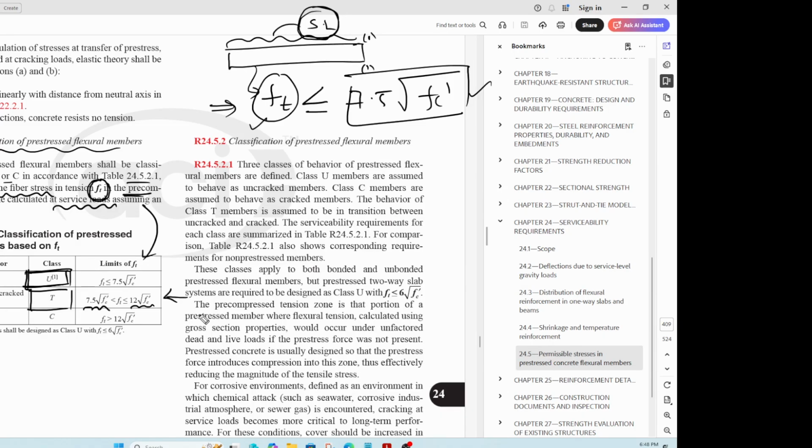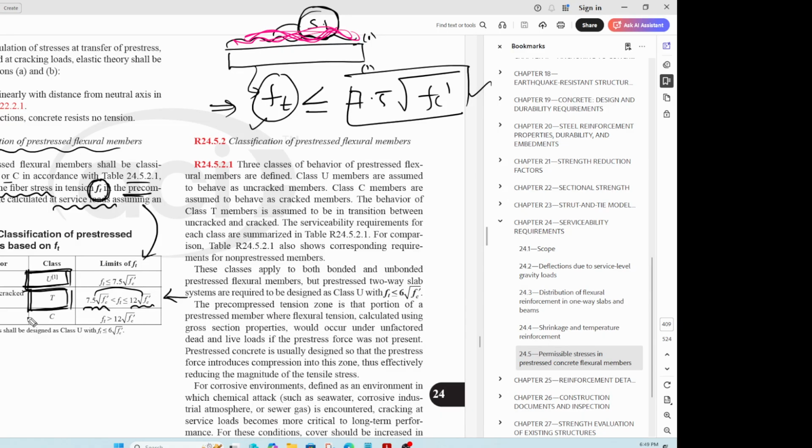Meaning one day, let us say the service load is gone. It's a holiday, or the bridge is closed and there are no cars on the bridge. Then the crack is expected to close, right? It will close only if it is between these two values there. So those sections are called transition between uncracked and cracked. Those fall under the transition region, because your ft is between these two values here.